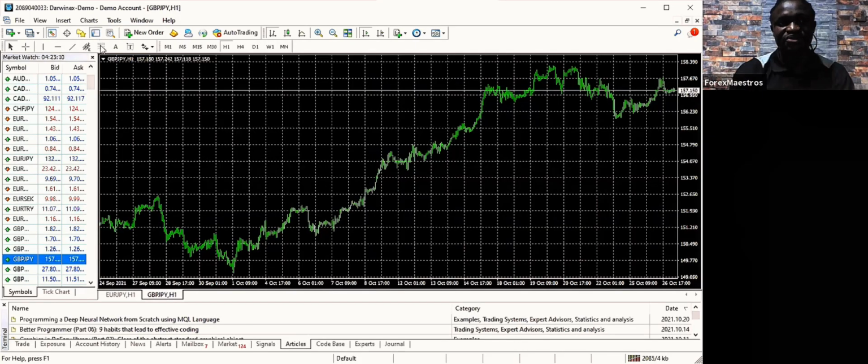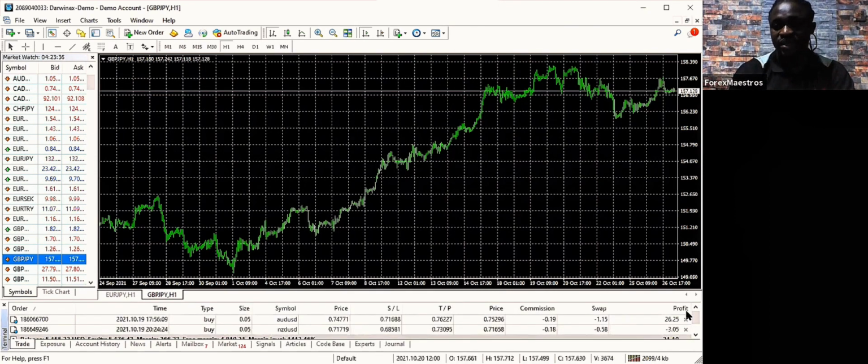Beautiful. If you check your terminal, look at what it has brought for me. You have your trade, exposure, account history, news, alert, mailbox, market, signals, article, code base, expert, and all of that under your terminal. So it's under this terminal you see all your trades.